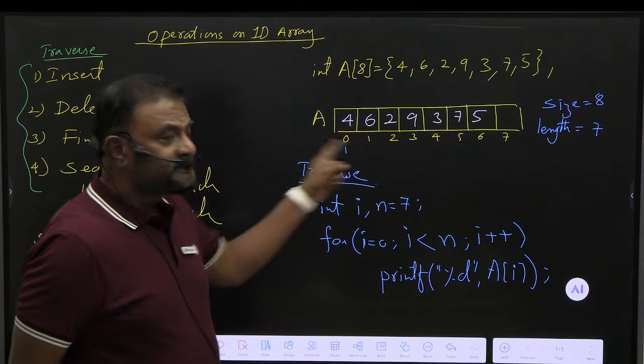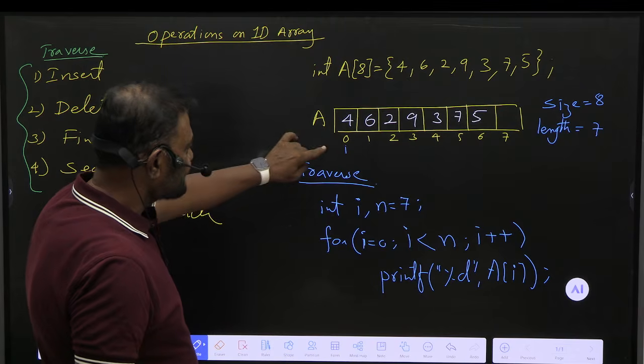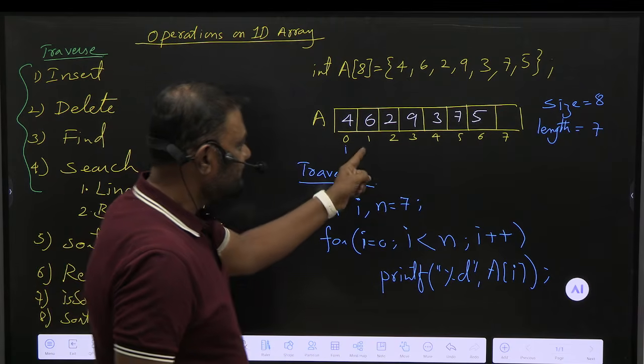So by using a for loop, we can traverse the array. So when you are using a for loop, this i starts from 0, then it will go on 1, then it will go on 2.